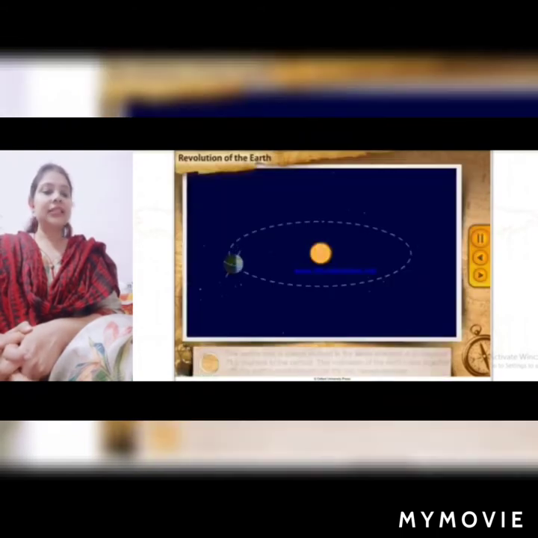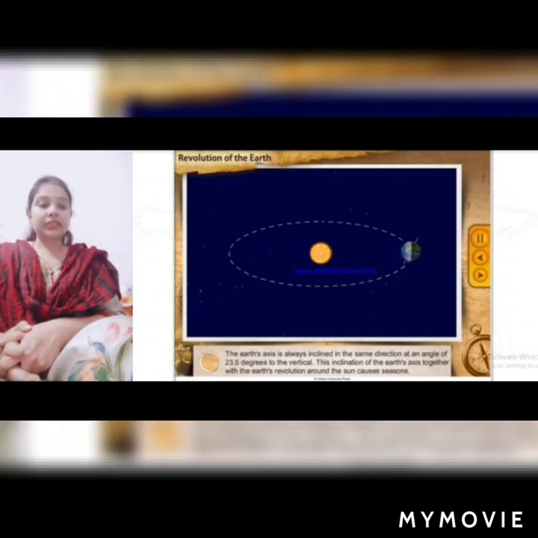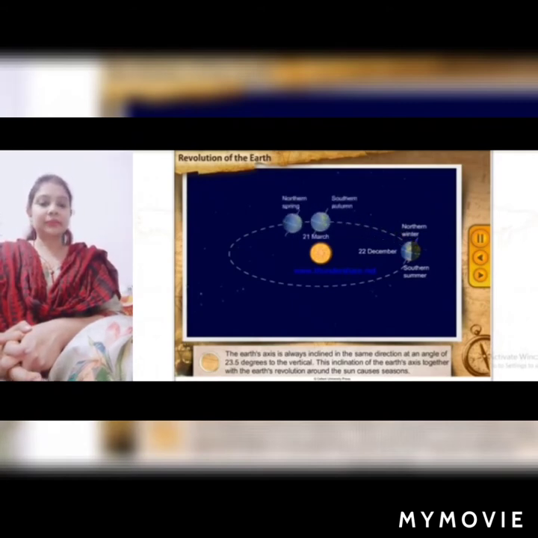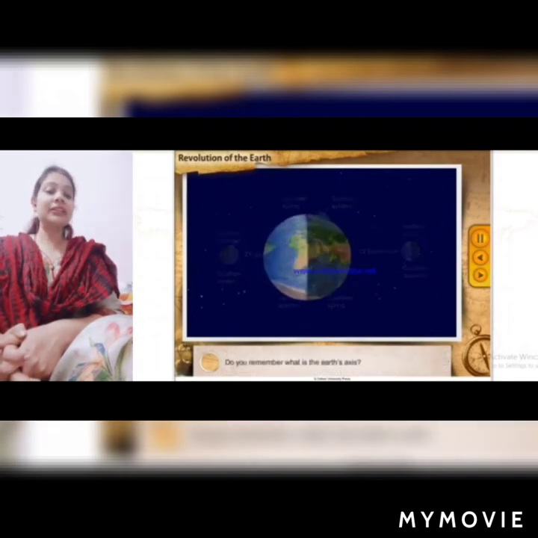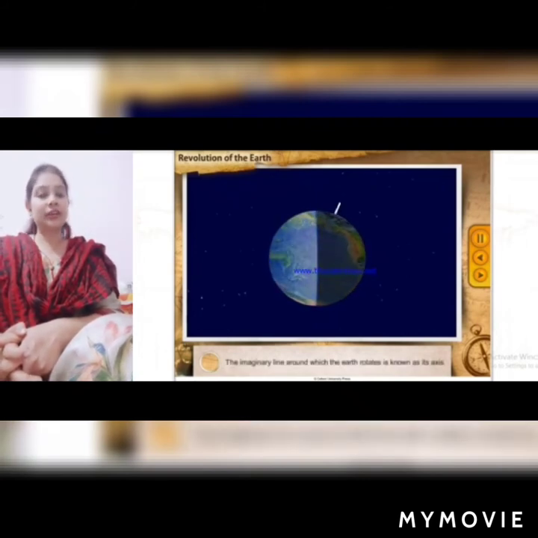The Earth's axis is always inclined in the same direction at an angle of 23.5 degrees to the vertical. This inclination of the Earth's axis together with the Earth's revolution around the Sun causes seasons. Do you remember what the Earth's axis is? The imaginary line around which the Earth rotates is known as its axis.